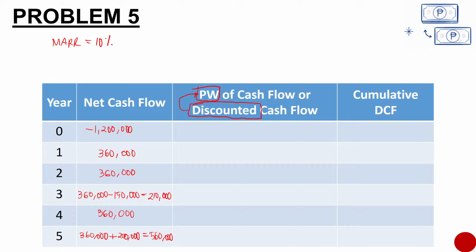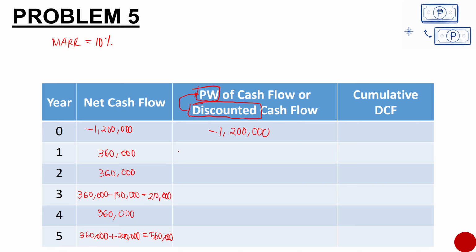Okay. Let's start with our year zero. The present worth of our year zero, which is negative 1,200,000, is just itself. There are no changes with this one. Next is year one. So there is already a movement of time, and we are going to discount this given cash flow.